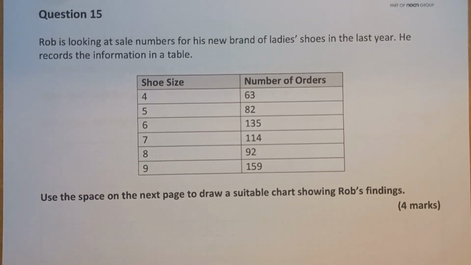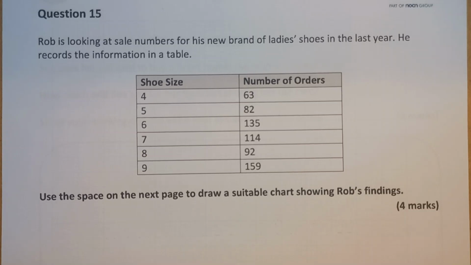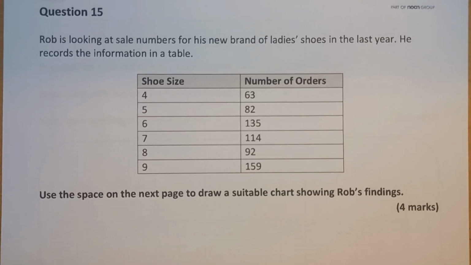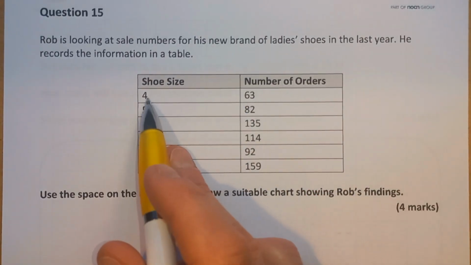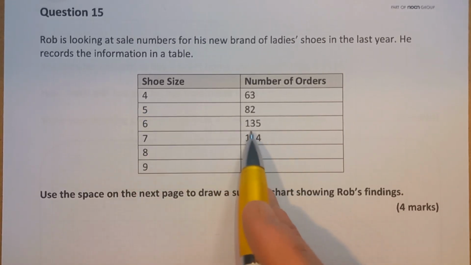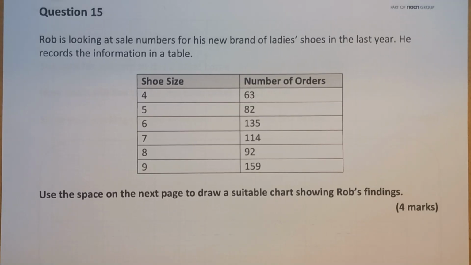Okay, question 15. Rob is looking at sale numbers for his new brand of ladies' shoes in the last year. He records the information in a table. So there were 63 orders for shoe size 4, 82 for size 5, 135 for size 6, and so on. Use the space on the next page to draw a suitable chart showing Rob's findings.